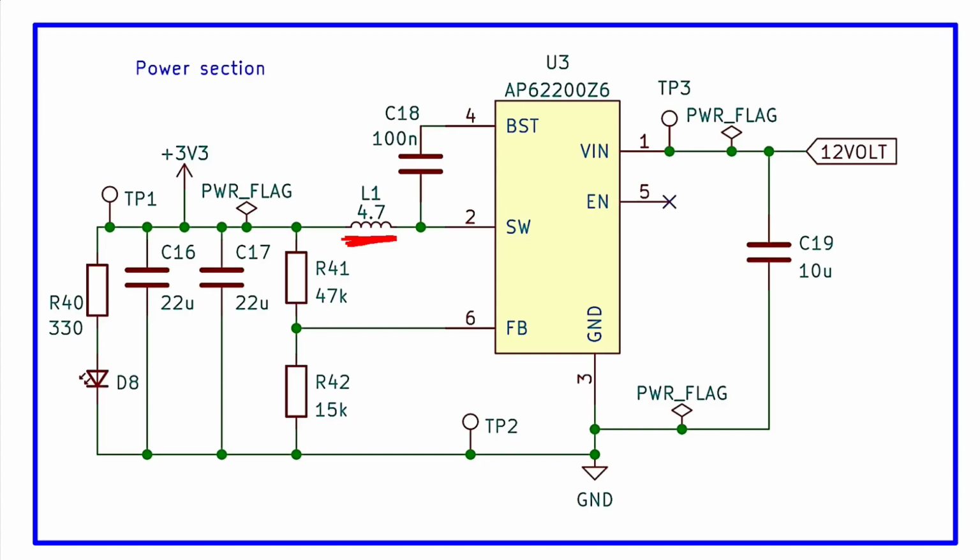4.7 was the largest I had on hand when I was putting this together, and would work well if I was pulling an amp and a half or so. I'm pulling maybe 100 milliamps. I think I figured I needed around a 47 microhenry, and I remember ordering some.